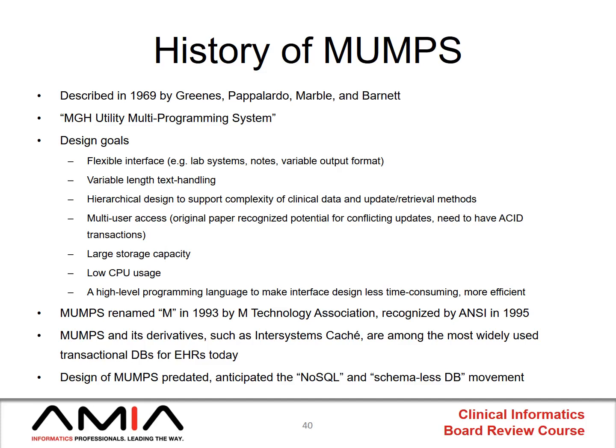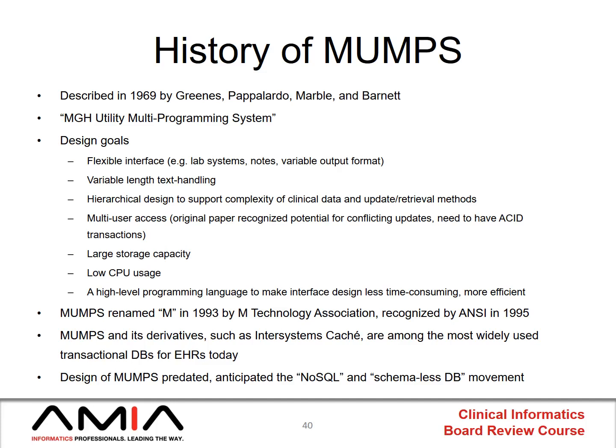So the original paper actually recognized that there was a potential for conflicting updates and anticipated that we needed to have what's called an ACID transaction, and I'll describe what ACID transactions are later. It needed to have large storage capacity, low CPU usage, even in relative terms back in 1969. And ideally, it should have a high-level programming language that was English-like or useful enough to make interface design less time-consuming and more efficient, not requiring full-on assembly language or machine code.